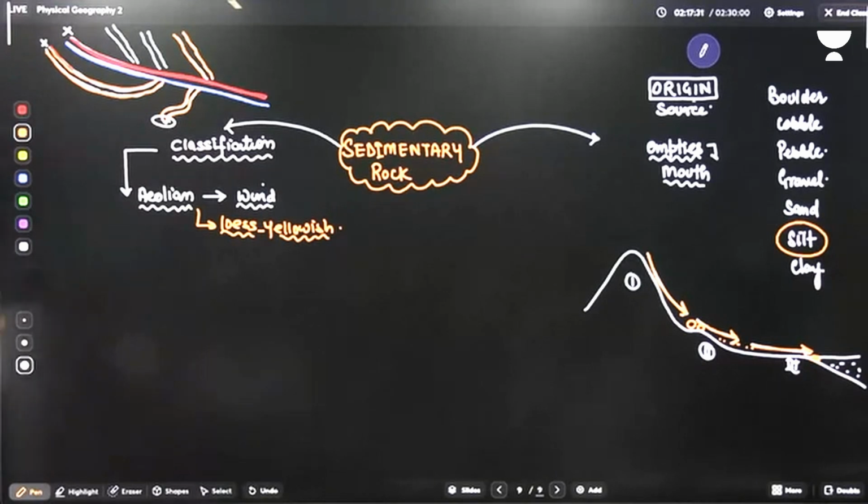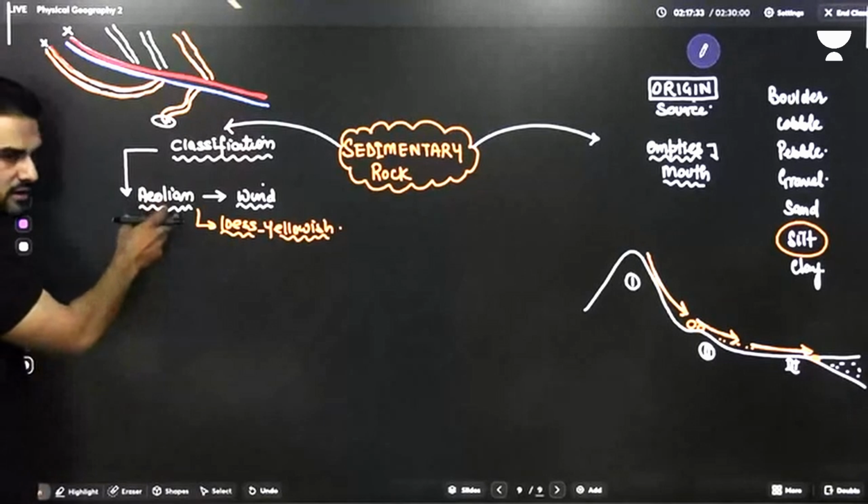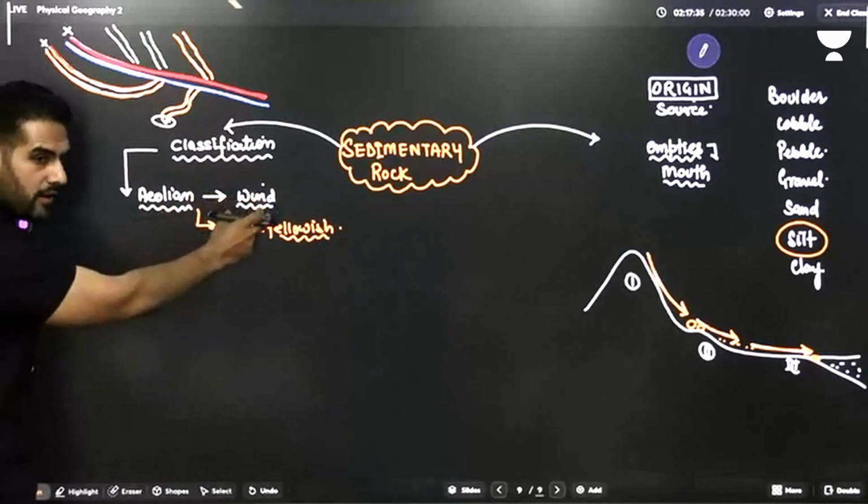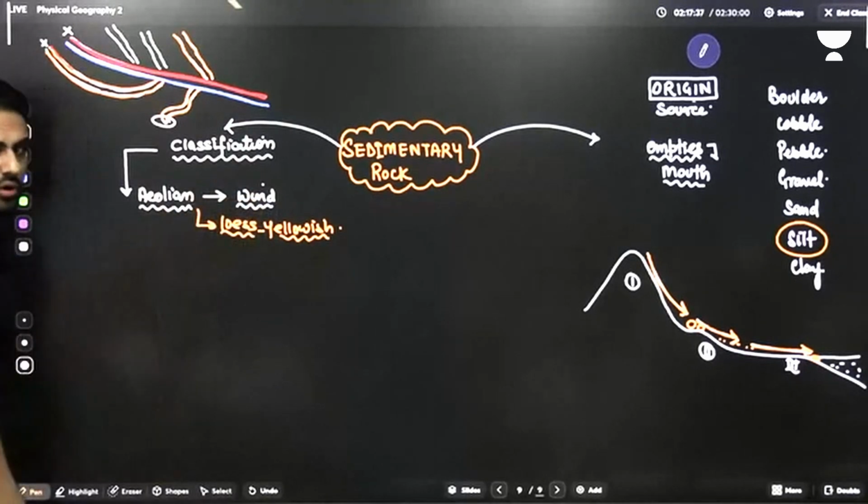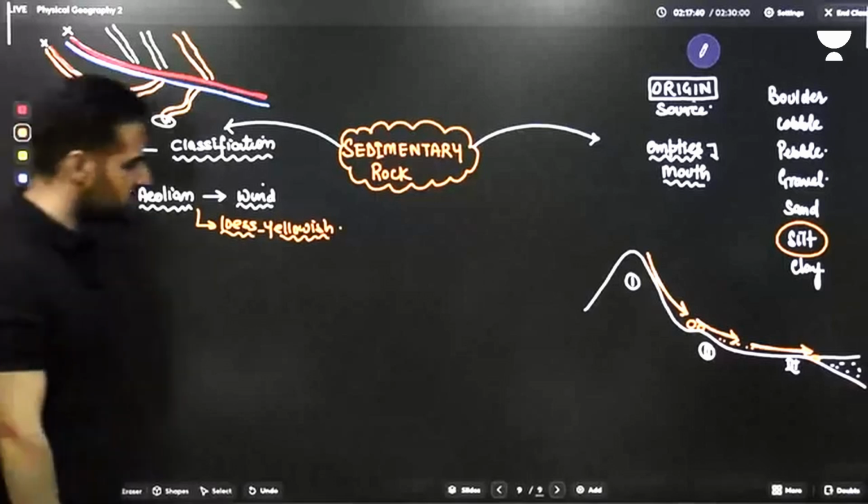Is it clear? So one of the classifications is aeolian, meaning pertaining to wind. What is it giving rise to? Loess. Can you guys open the map of Asia?